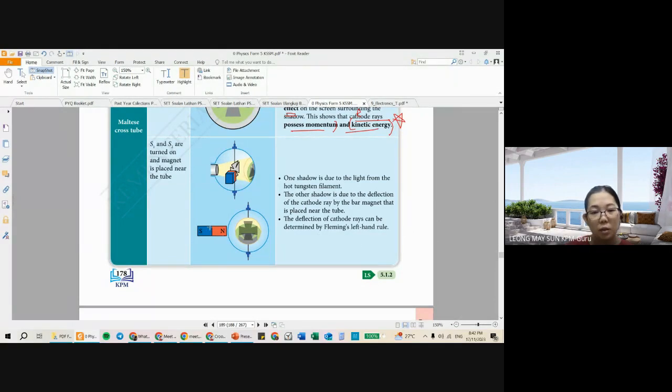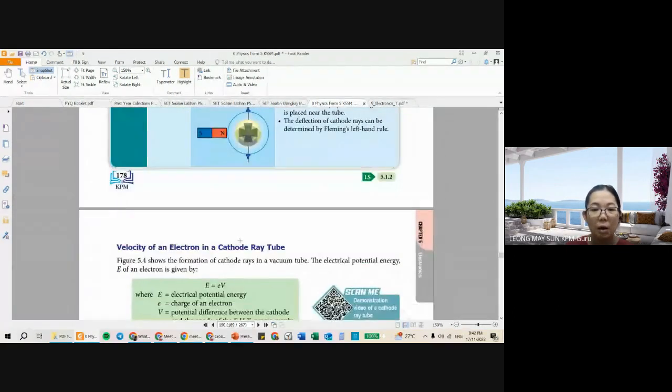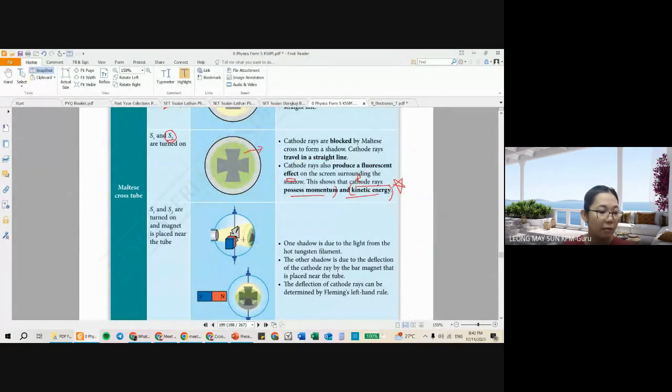So if they switch the north pole and the south pole, then the shadow will actually go where? The green color shadow will actually move up. When they move it up, the main reason is because now the magnetic field is actually pointing towards the left hand side, if they switch the terminal of the north and south pole.